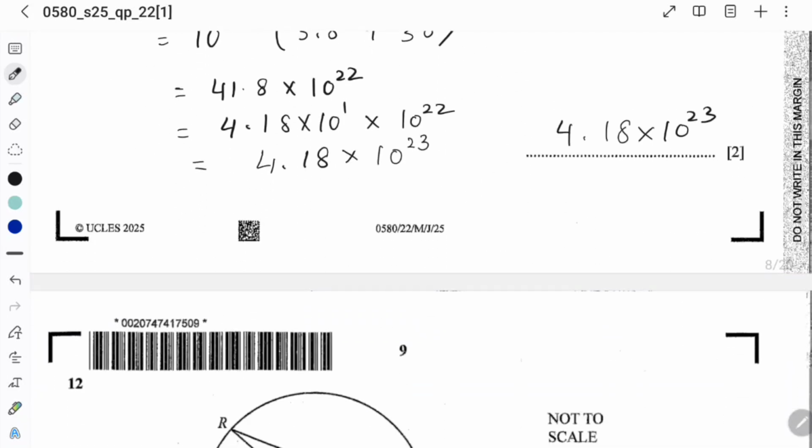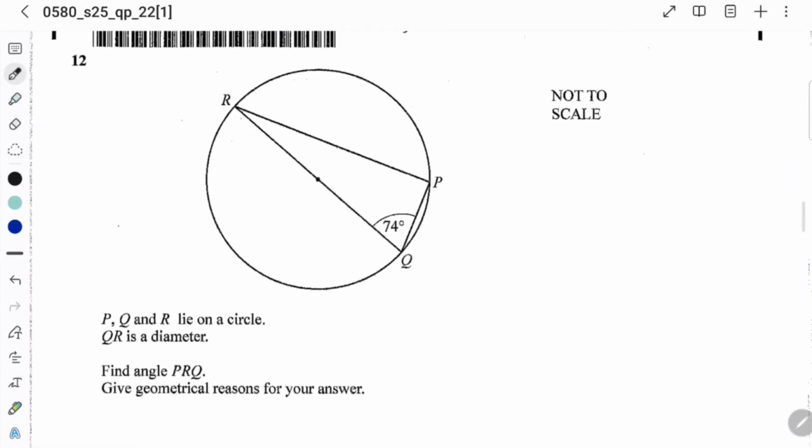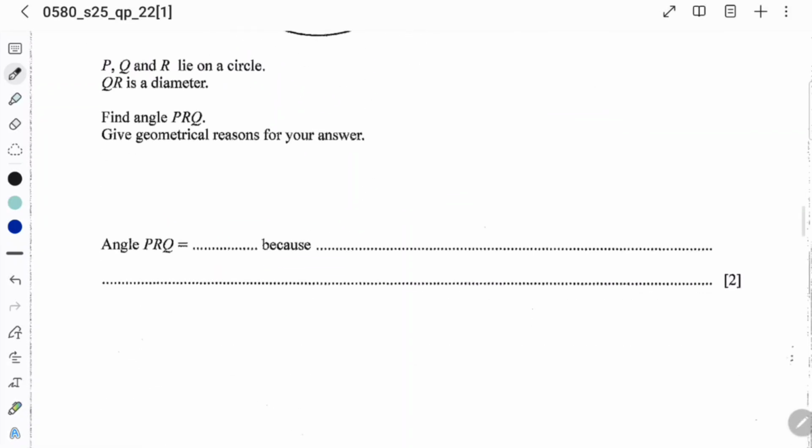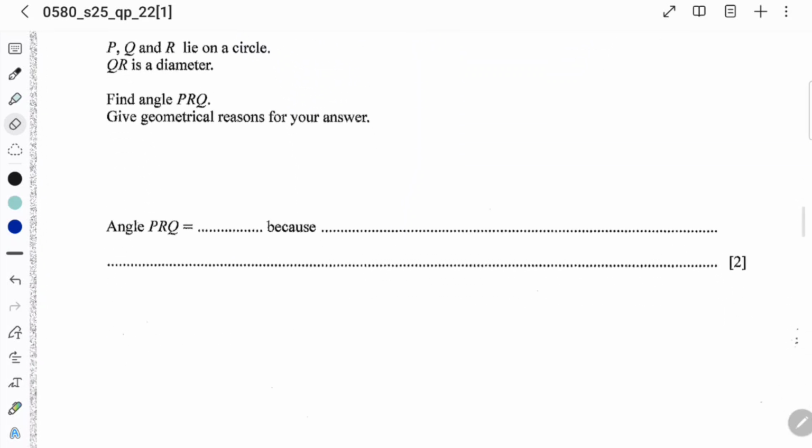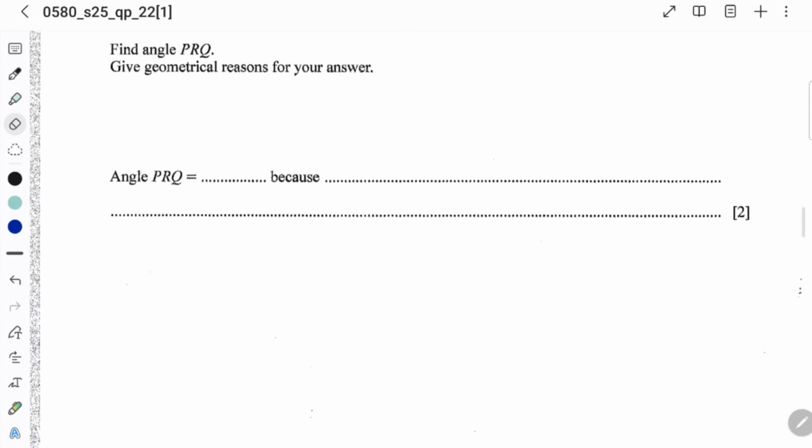Alright, so next question, angle properties of circles. Question number 12: P, Q and R lie on a circle. QR is a diameter. We have to find PRQ, and we have to give geometrical reasons here. This is the right angle in a semicircle. We know if a diameter is there, the angle is 90 degrees, and they're just asking you to find out PRQ. It's a very easy question. We have to give the reason, and the marks for this question are 2 only.